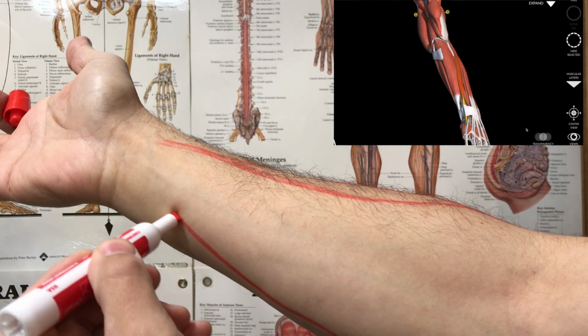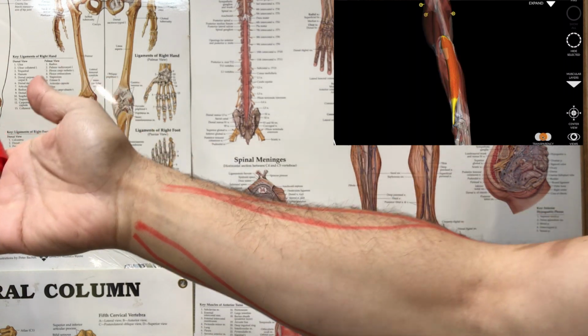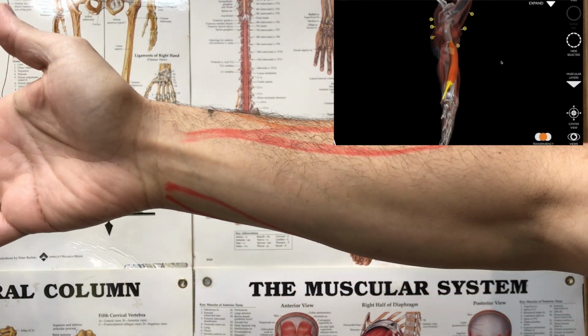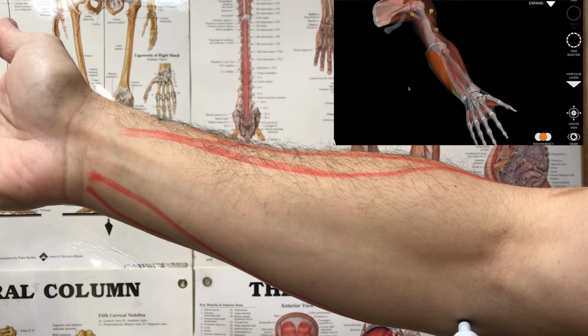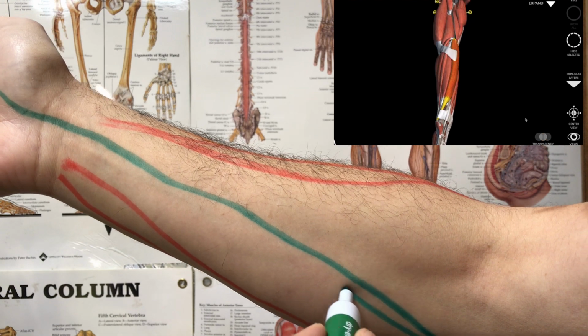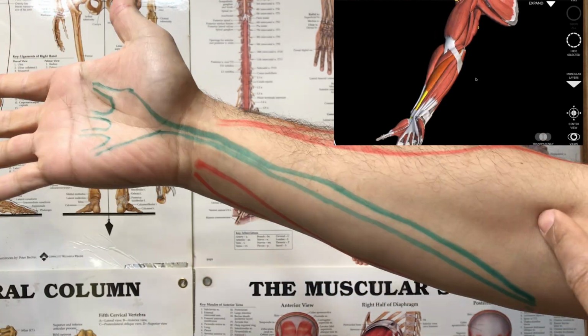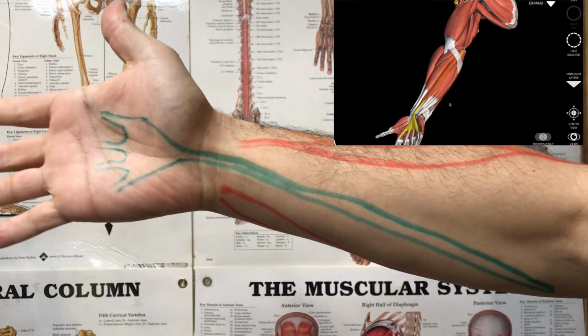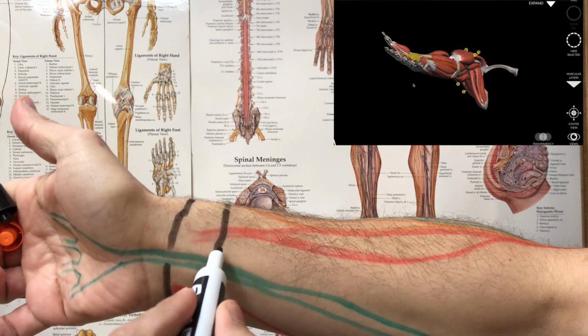Now we got our flexors. So this is flexor carpi ulnaris. It flexes the wrist, and it's attached to the wrist, and it goes down the ulnar bone. Then we have our palmaris longus. This is the palmaris longus. We'll do this one first. Palmaris longus. We'll draw the retinaculum, going all the way around.